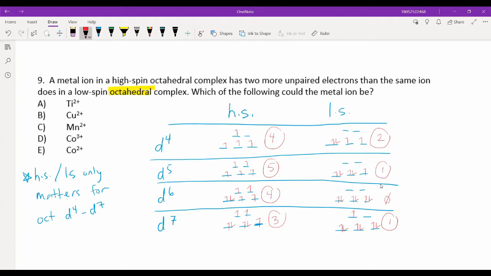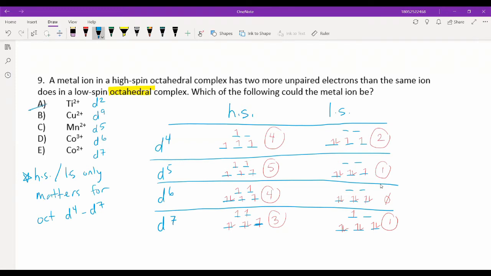So then that makes it easy to compare these and look at which one would be correct. You'd also obviously need to figure out these metal ions, how many d electrons they have, and that just again goes back to the rule of taking away the s electrons first. So hopefully you can do that. And just to show you what you should get, titanium 2 plus is d2, copper 2 plus is d9, manganese 2 plus is d5, cobalt 3 plus d6, cobalt 2 plus d7.